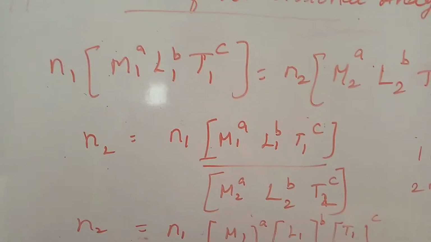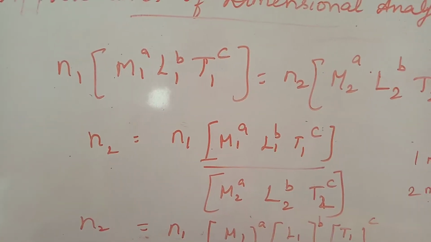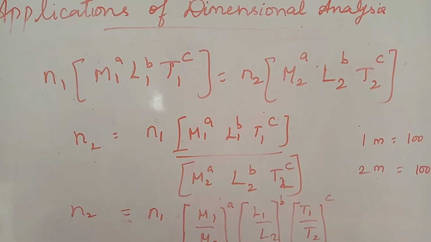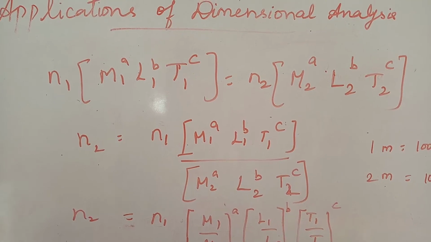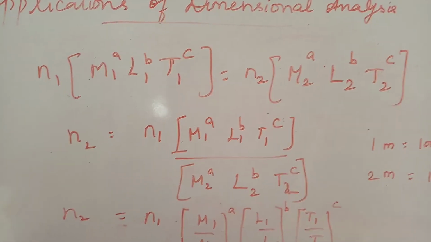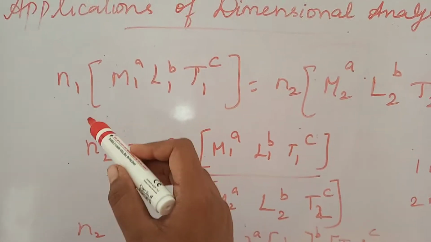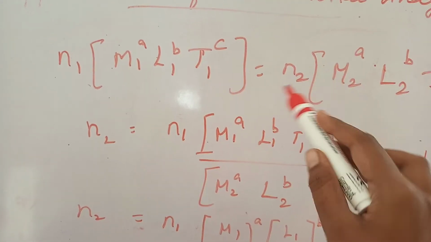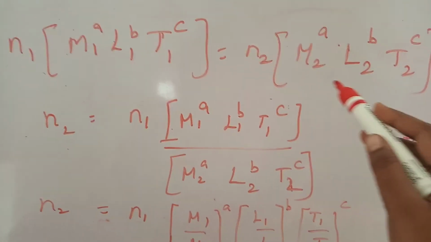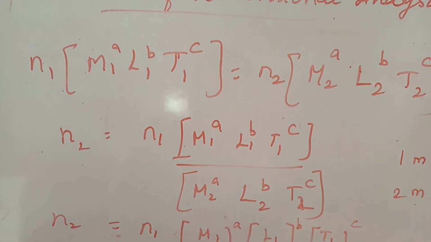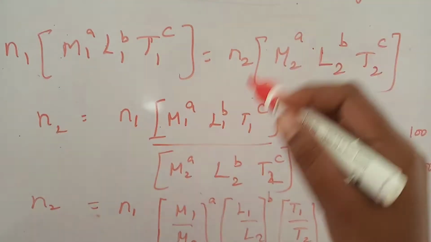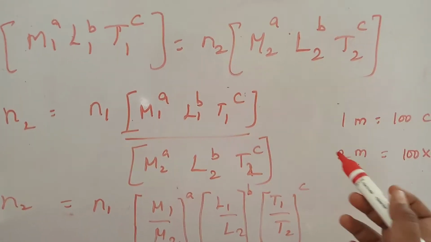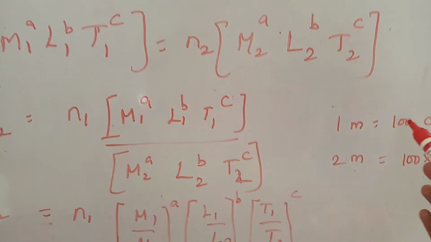So we know that we write it as n1 into M1 power a, L1 power b, T1 power c is equal to n2 into M2 power a, L2 power b, T2 power c, right? So in this, one number into one unit is equal to some other number n2 into the quantity in the other system. This can be very well understood by this example. You know that 1 meter equals 100 centimeter.